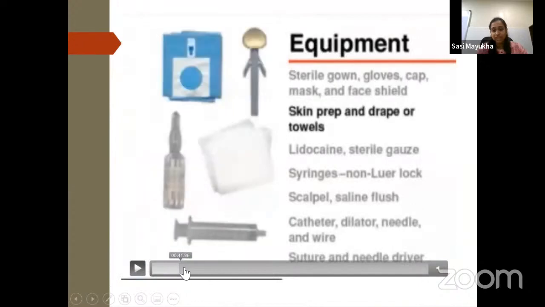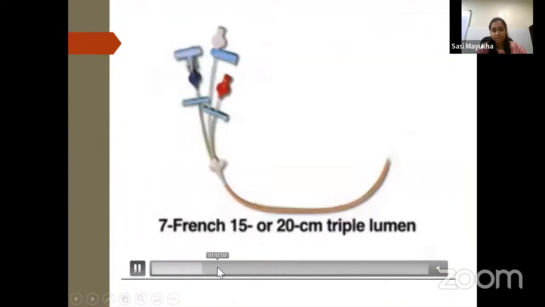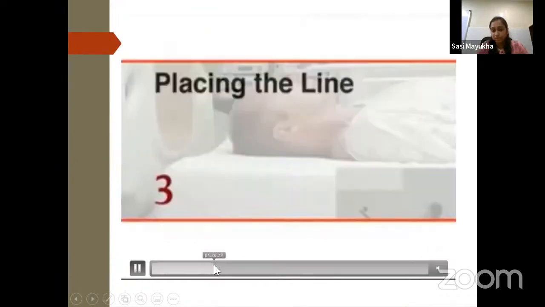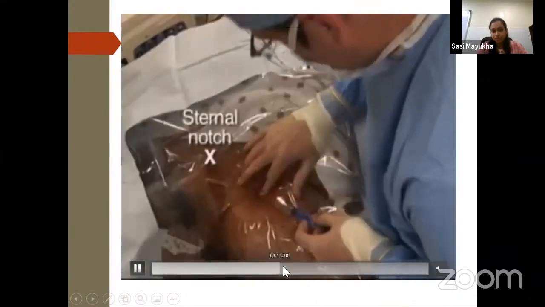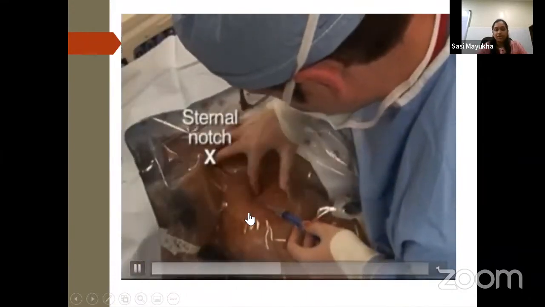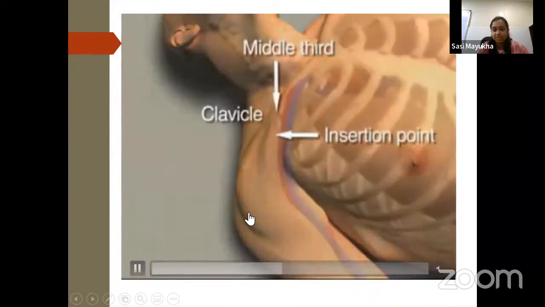So once there is a blood aspirate, this is the triple lumen catheter which we were talking about earlier. The same thing has to be placed here also. So here you can see how he is accessing the subclavian vein.